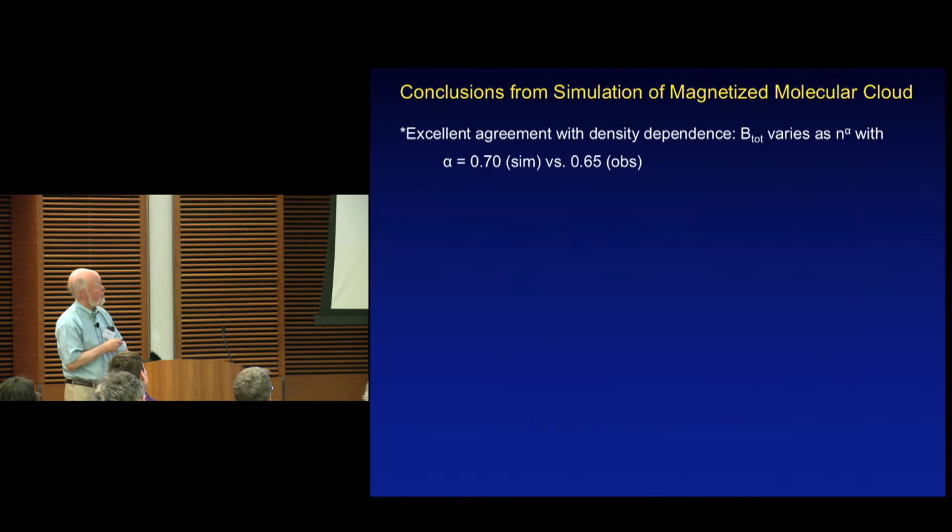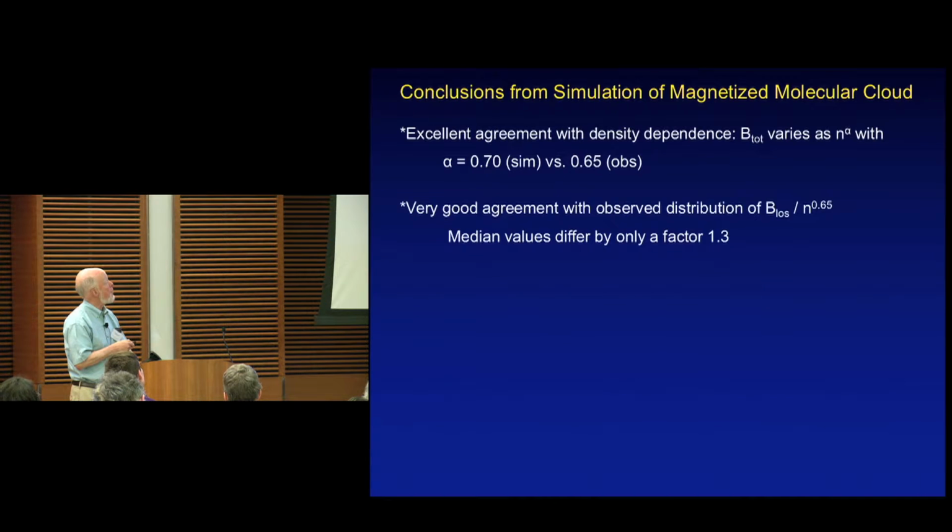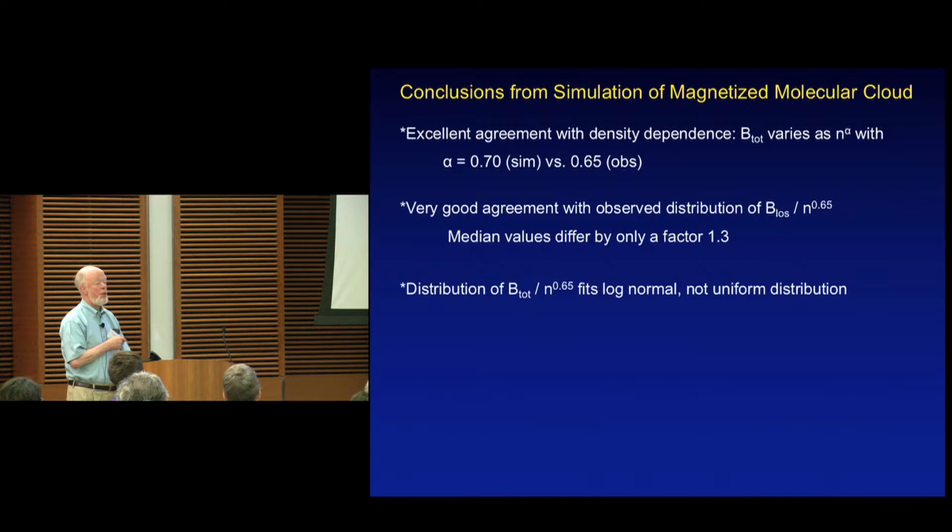So the conclusions from this simulation are that, first of all, we have excellent agreement with their observed result that the total field scales with the density to the 0.65 power. We get very good agreement with the distribution of the normalized line of sight field, and the median values differ by only a factor of about 1.3. But we find that the distribution is log normal instead of a uniform distribution.